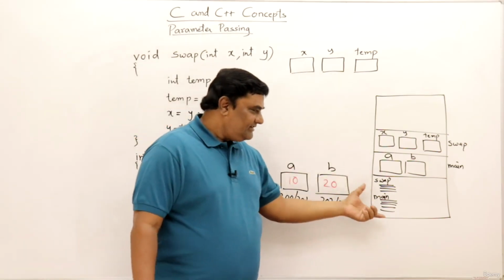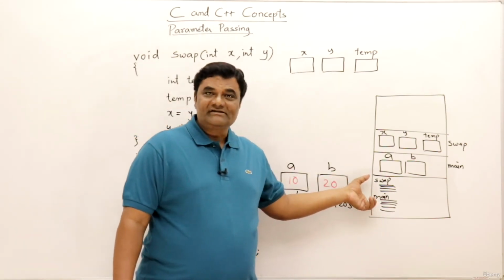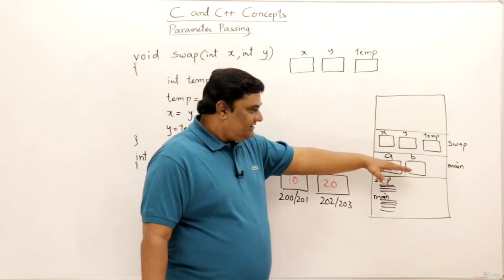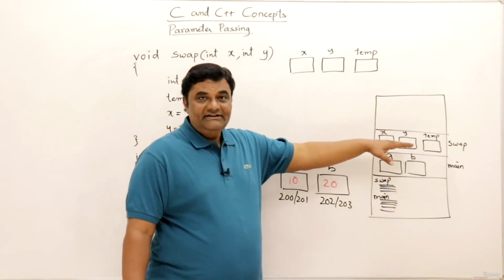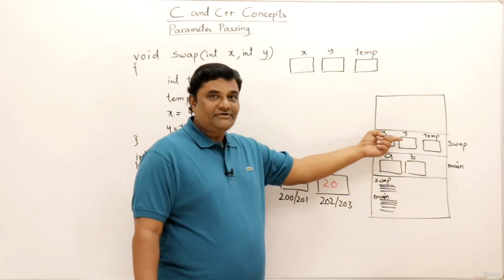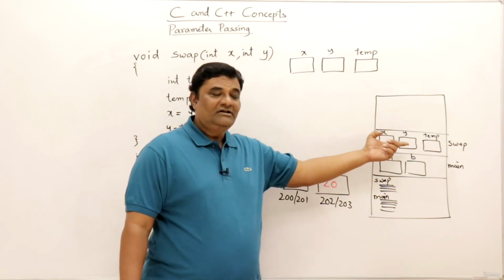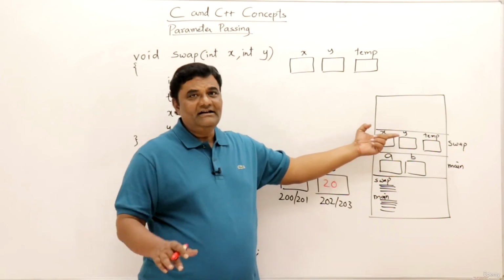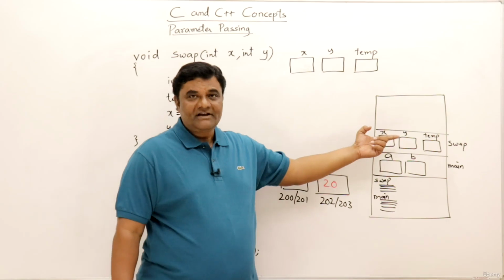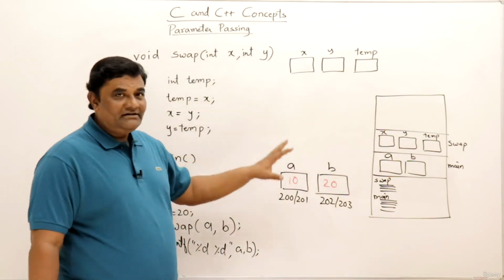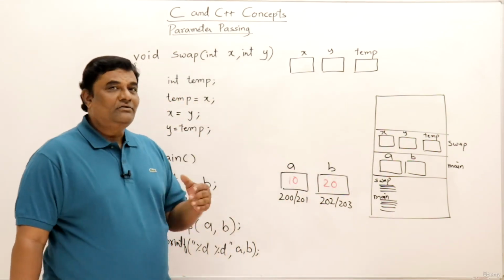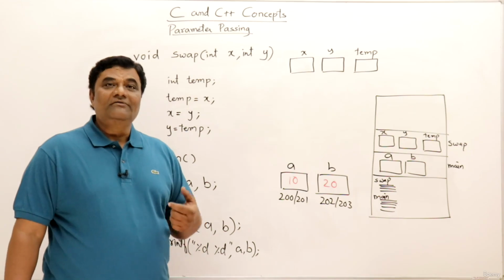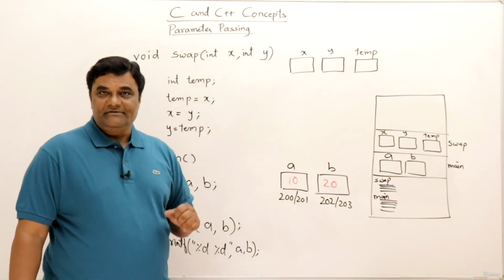Inside the main memory, this is the code section where our program is residing, and these are the stack frames, or the activation records, of main function and swap function. When the function swap is called, this activation record will be created and deleted when the function ends. So for explaining the working, I have taken these diagrams. Now let us understand call by value and its working.